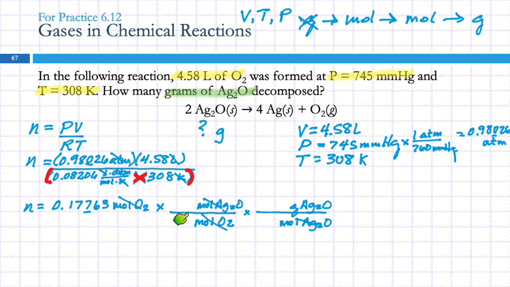Where do we get the mole ratio? From the formula. From the equation, yeah. So there's a 2 in front of Ag2O, so I'm going to put a 2 in front of Ag2O. And in front of oxygen, there is no number, which we understand is a 1.